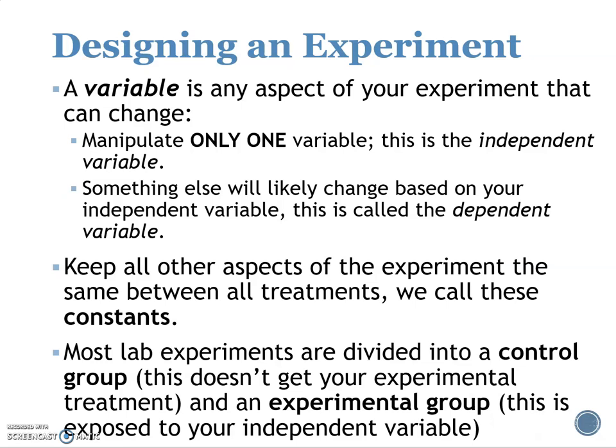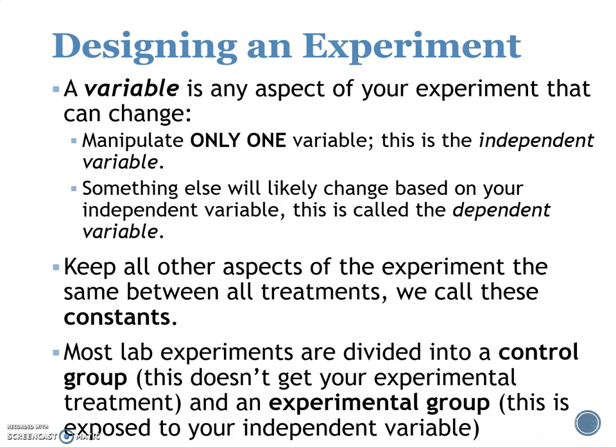And then finally, most lab experiments are going to have what we call a control group. A control group is a treatment that is not getting your experimental treatment. Whatever your independent variable is, you're going to leave one group alone so they're not exposed to that independent variable, so that you can have a baseline for comparison.